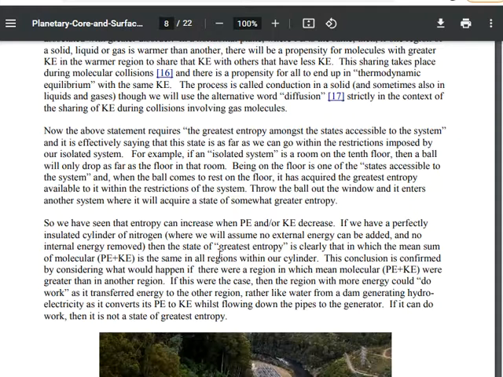It is clear the state of greatest entropy is the state in which the mean sum of molecular potential energy plus kinetic energy is the same within all regions of the cylinder. So make a graph of that.